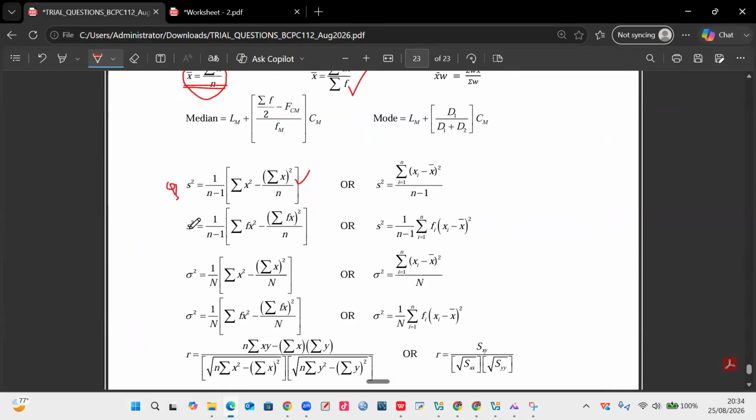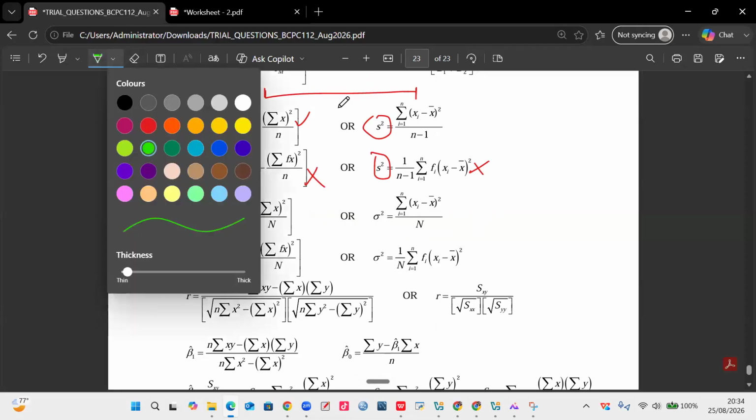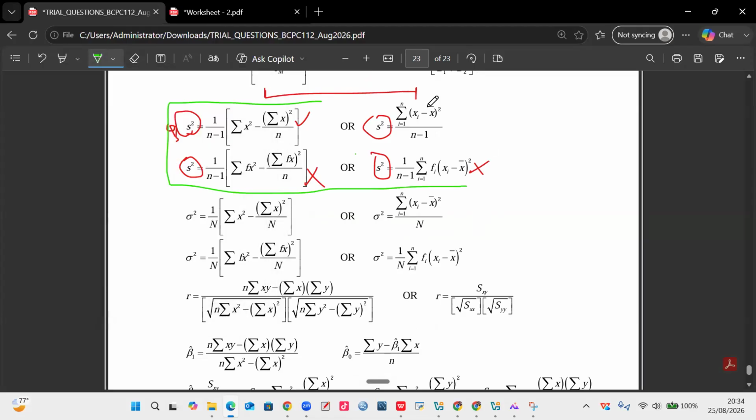This one is sample variance. The S squared is sample. So they have two formulas. If it's continuous data, I can use this one or that one. If it's a frequency, you can use this one or that one. But the question said we should find the population variance, not the sample. All these ones here are sample values, so they have a sample computation.